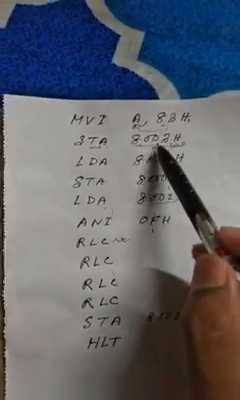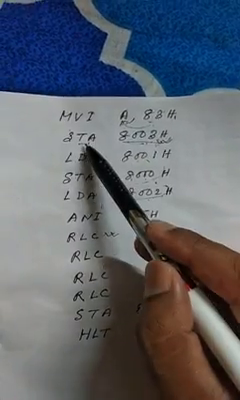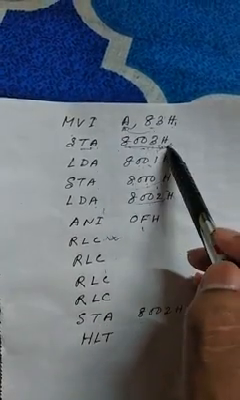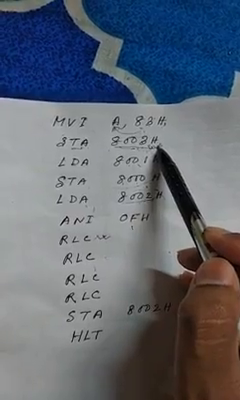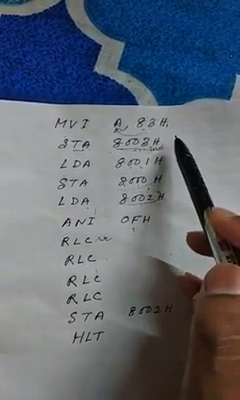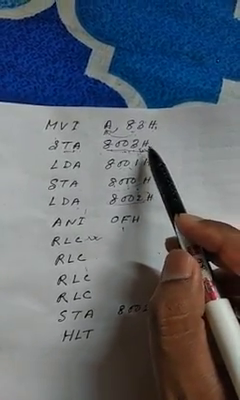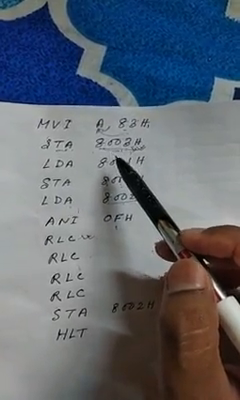Now we will send the 83H into the control register. The STA instruction will send the content of A into 8003H, and the control word 83H will be written into the control register. So the different ports are assigned and the modes are selected.